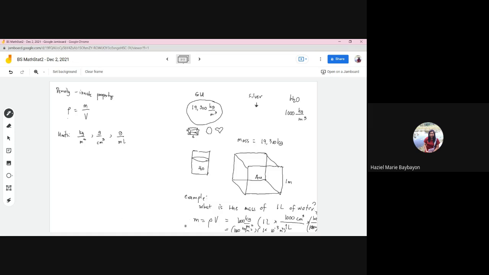Therefore, the mass of 1 liter of water is equal to, how much is this? 1, no? 1 kilogram. Okay. So, 1 liter of water has a mass of 1 kilogram. Pure water.